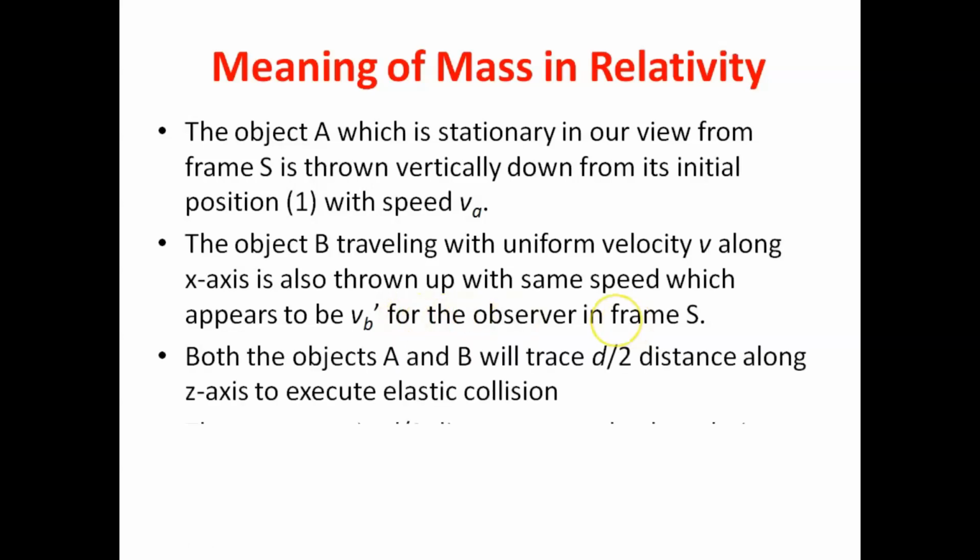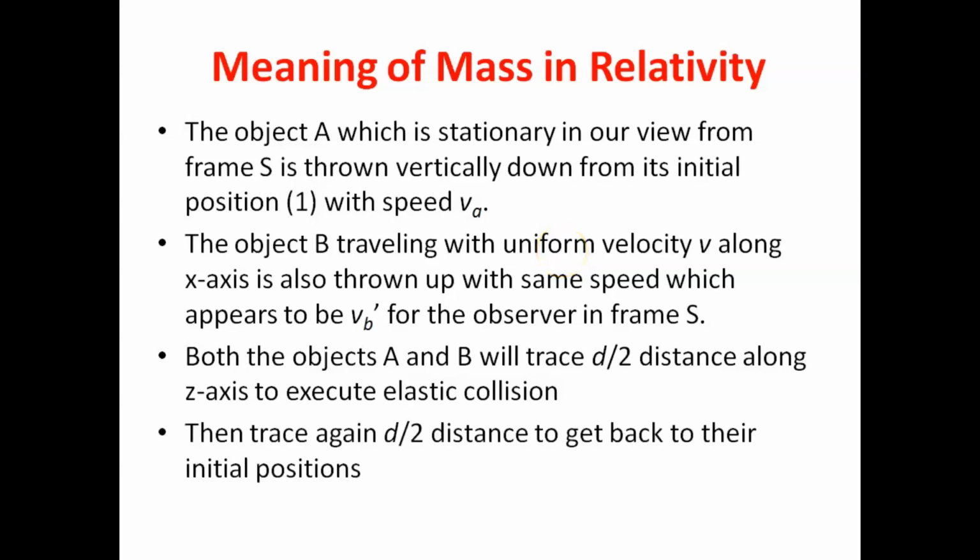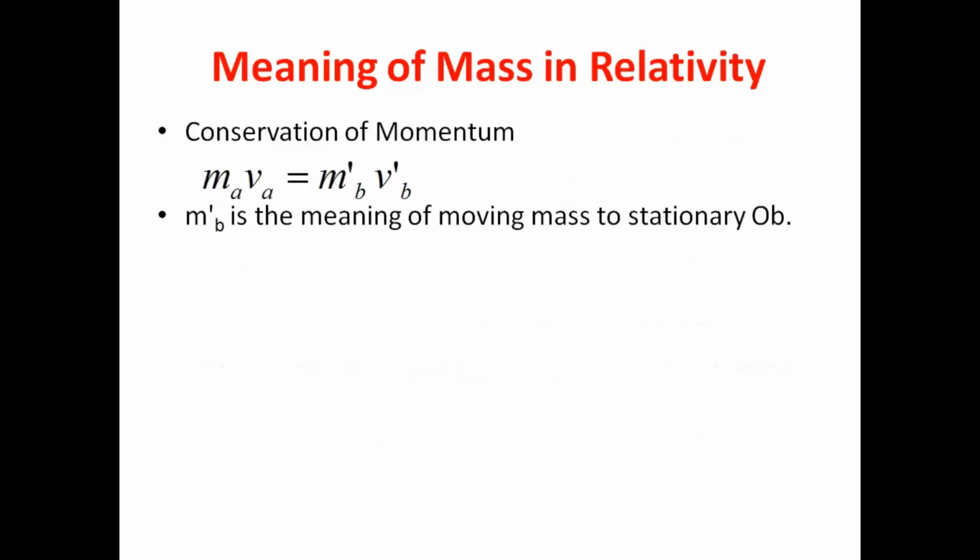So both objects A and B along the z direction will track d by 2 distance. We have set up the distance between A and B along the z axis as d. So both the objects, when thrown with equal and opposite speed, will track d by 2 distance along the z axis to execute elastic collision. Then after collision at the half distance between them, they will return back to their initial positions as appearing in the respective coordinate systems. And for conservation of momentum, we can write ma into va is equal to mb dash into vb dash.